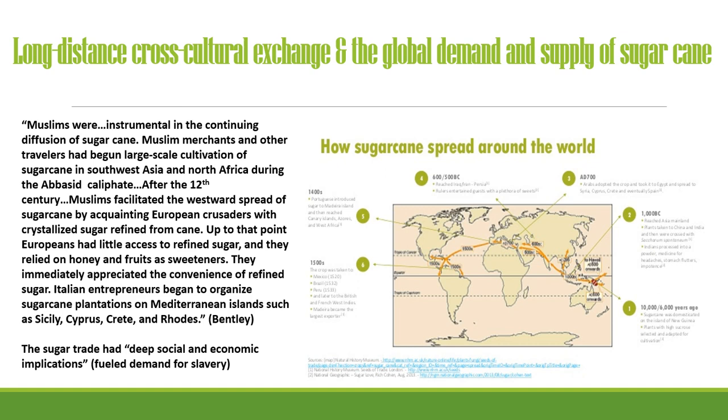Italian entrepreneurs began to organize sugarcane plantations on Mediterranean islands such as Sicily, Cyprus, Crete, and Rhodes. And if we were going further in this class in time, and you may already know this, of course, Europeans as a whole, not just Italians, would in time take over islands in the Caribbean Sea when they get to the New World, and turn them into sprawling sugarcane plantations as well.